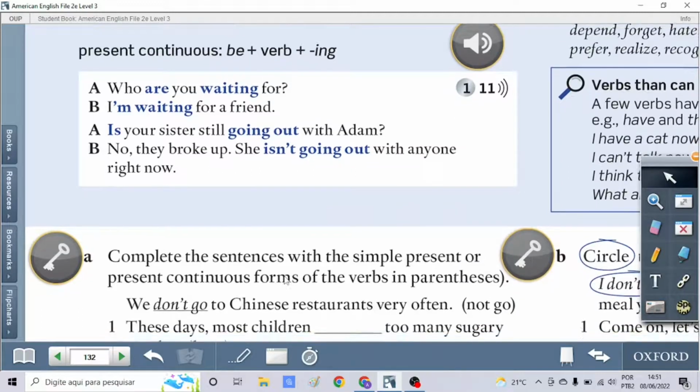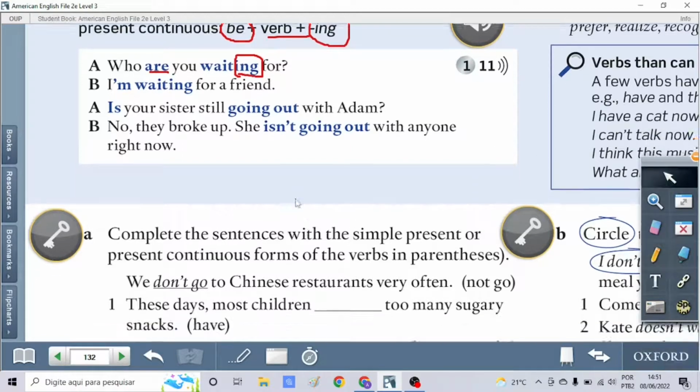Okay, now for the present continuous, we usually use the verb to be, am, are, is, with a verb in ing. Who are you waiting for? Here we have the verb to be, are, the verb wait, and this verb with ing.